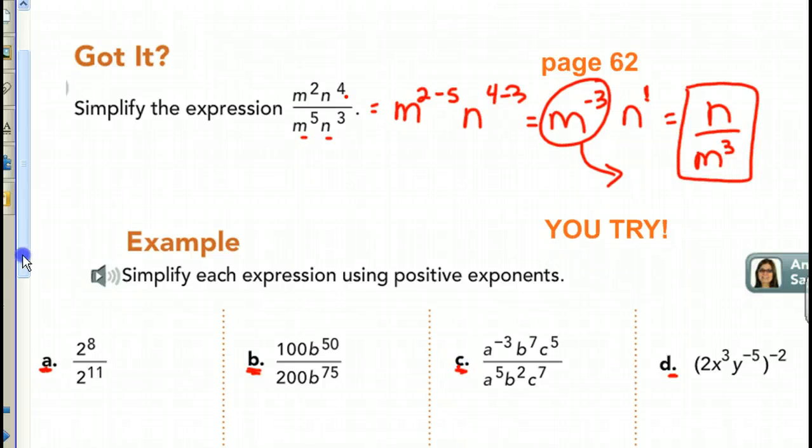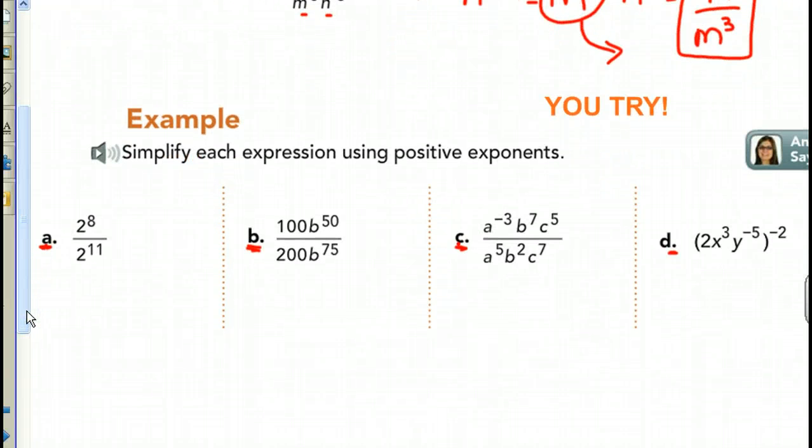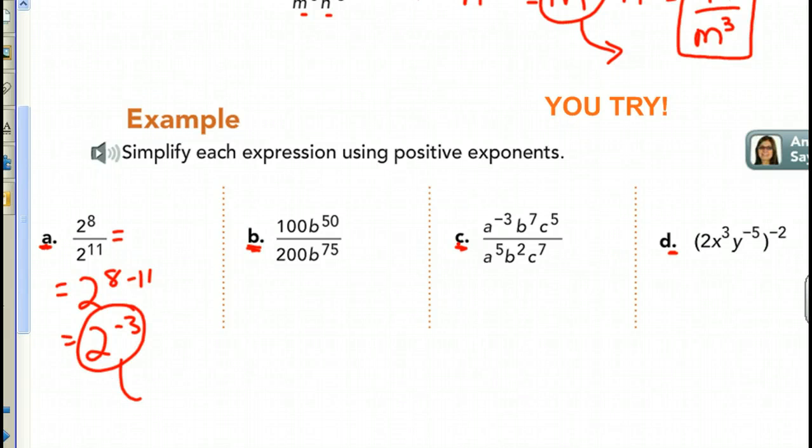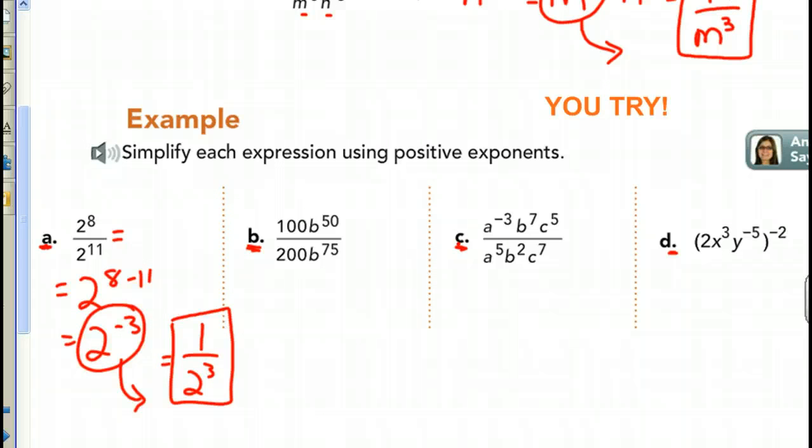So again, I'm going to do A and B with you, and then I want you to try C and D. So 2 to the 8th over 2 to the 11th. This gives me 2 to the 8th minus 11, which gives me 2 to the negative third. And anytime we have a negative exponent, we move it down to the bottom of our fraction. Well, when there's nothing on top to move it down to, we just put 1 over 2 to the third, and that's our final answer. You might even get asked to change that to 1 over 8, because 2 to the third is 8.